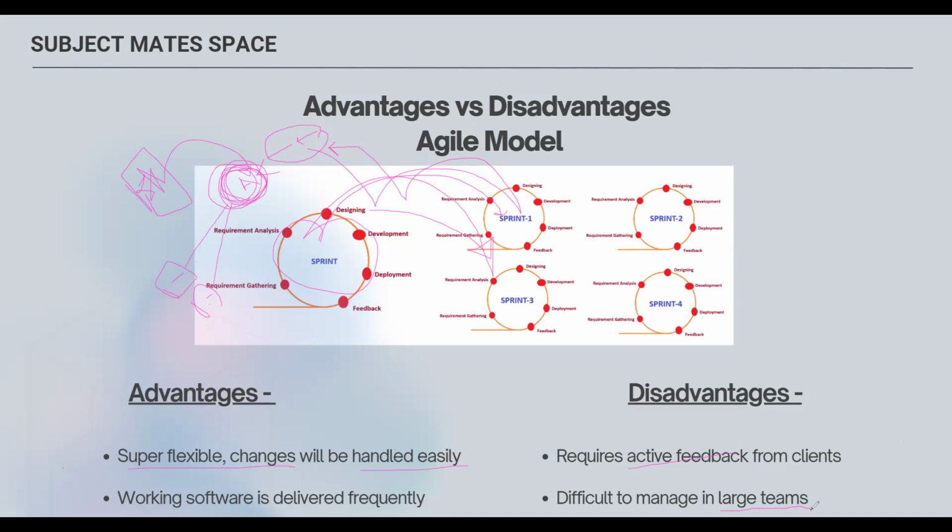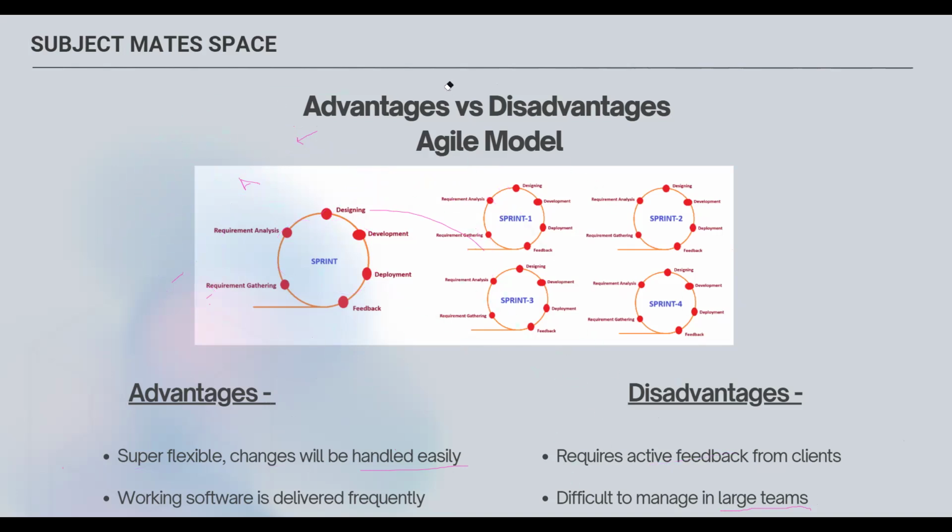If you have a very big team, it would be very difficult to manage which team should be doing what by when. It would be a lot more complex, but it is best for small and medium sized projects, even large projects if handled correctly. Okay, so this was all about the agile model and all about the models.